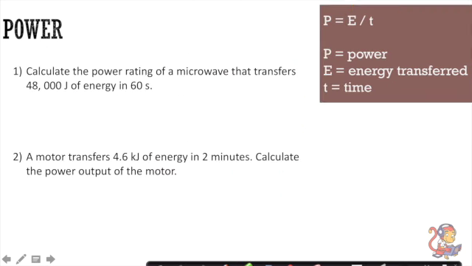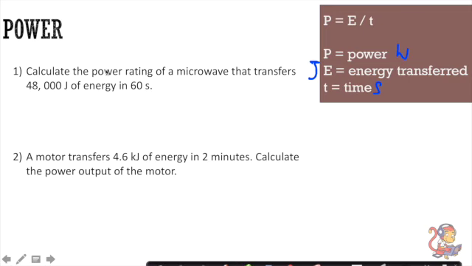Okay, a couple of questions then relating to power. You've got the equation up here. What you need to watch out for is that they're in the correct units, so that over here you've got power in watts, energy in joules and time in seconds. If it's not in those units, you might have to convert them first of all. So if you have a go at them on your own, pause the video and then come back and see if you got them correct.